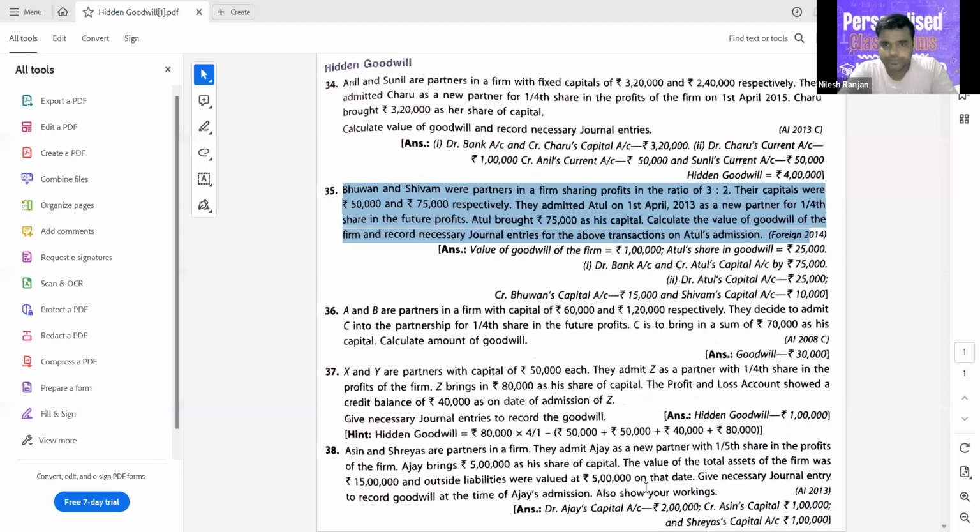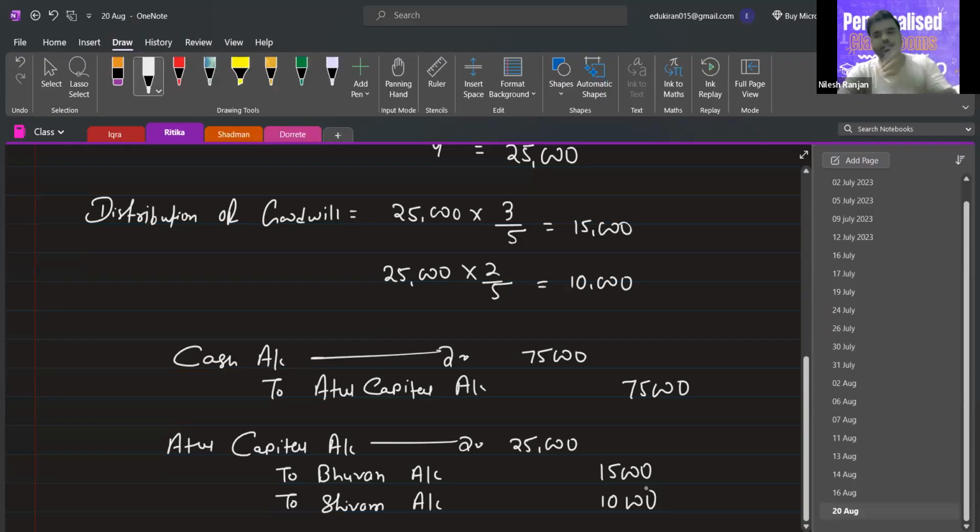Okay, so this is our solution. Now you can see here that goodwill is not distributed in equal ratio. So in any situation, there are only 2 ratios that are used for distribution of goodwill. For existing goodwill, it is old ratio. For valued goodwill, it is sacrificing or gaining ratio. Do you have any other question? No, sir.